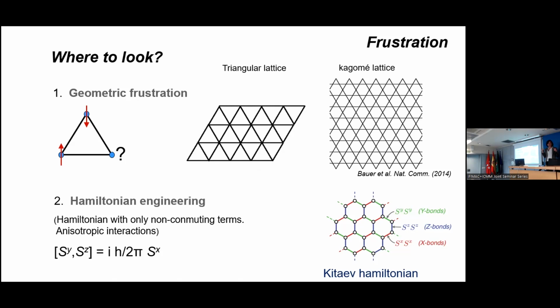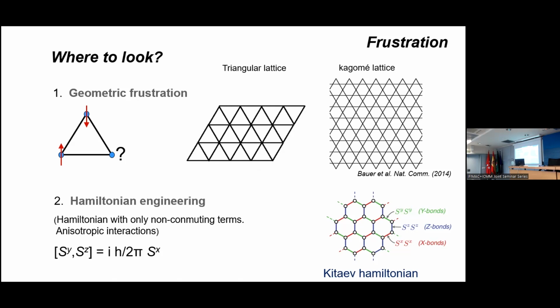So still the system managed to get rid of the frustration by orienting the spins 120 degrees. However, this lattice, which is nowadays a very intensively studied lattice, the Kagome lattice, indeed bears as a ground state a quantum spin liquid. So the type of spin liquid that I was showing to you with fractionalized excitations. Now there is in fact a second way of having this frustration.